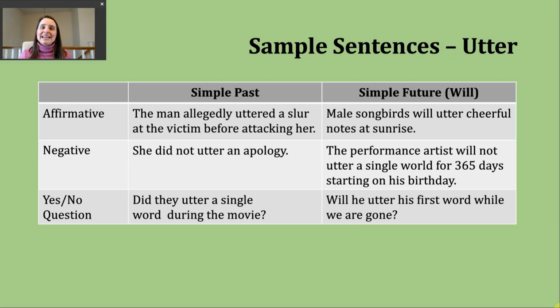Finally, let's look at making a yes or no question in the simple past tense. To do this, we're going to start with did, then we're going to have our subject, then the base verb. So notice in the negative and our yes or no question, I'm not using the ed form of the verb. Here's another example. Did they utter a single word during the movie?